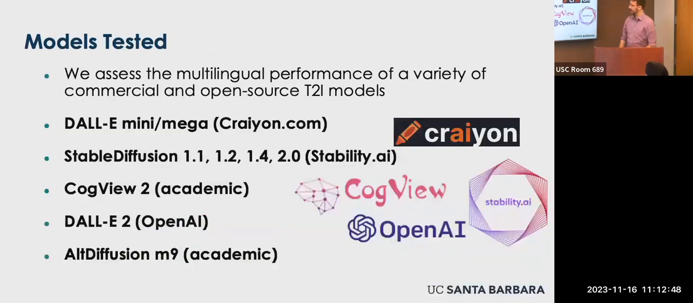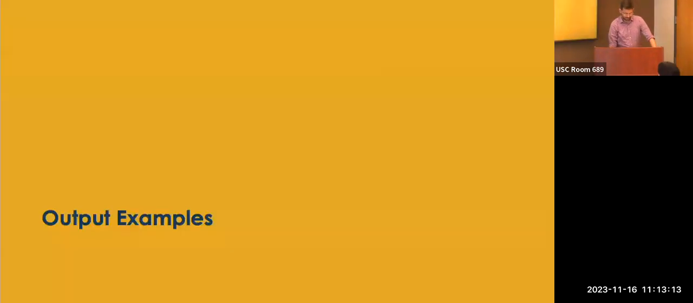Then we tested a pretty large set of models. So we tested the craiyon.com models, which were originally called DALL-E Mini and DALL-E Mega. We tested multiple different Stable Diffusion checkpoints. We tested CogView2, which is an academic model that was trained with Chinese as the primary language rather than English. And then we tested DALL-E 2 and AltDiffusion, which is the only explicitly multilingual text-image model. And I'll talk about that more when I get there.